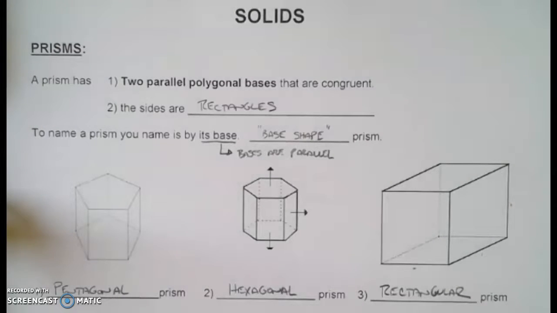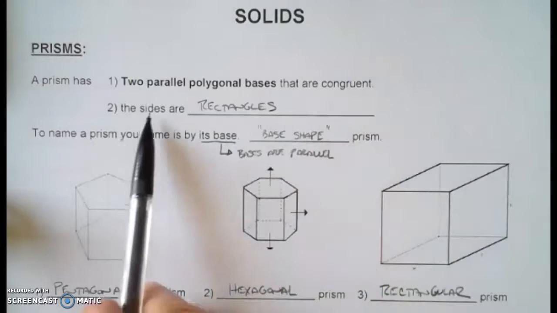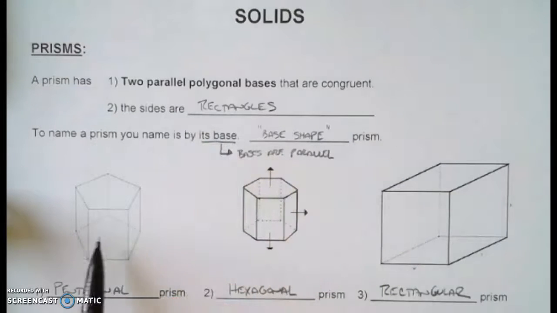Okay, so that's all you have to do in order to name it. If it's got a parallel top and bottom, you look and see what shape those are, and that's what's going to be the base, and we would call it that type of prism. Pentagonal prism, hexagonal prism, rectangular prism. So again, two parallel polygonal bases that are congruent to each other, and all of the other sides on the prisms will be rectangles.